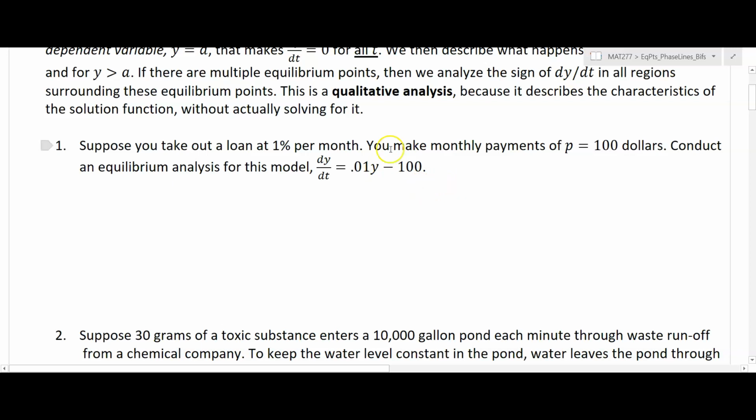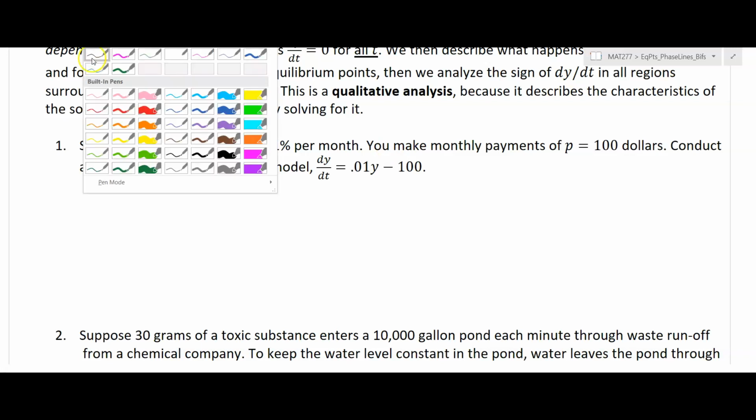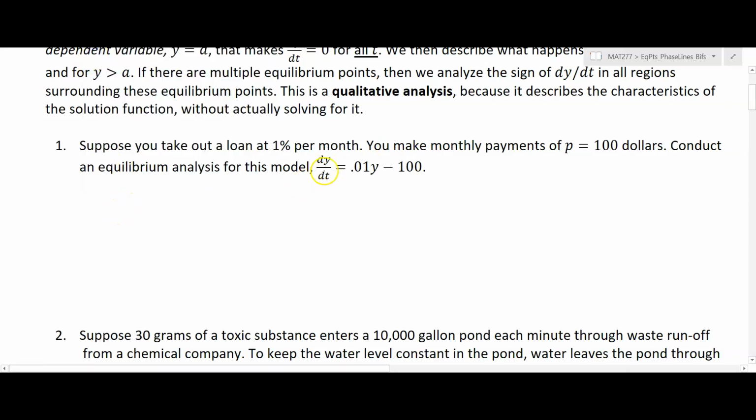So to conduct this equilibrium analysis, we want to find the values of the dependent variable, in this case called y, such that dy dt equals 0. So what we want to solve is this equation here, 0 equals 0.01y minus 100. If we rearrange this simple equation, add 100 to both sides and divide by 0.01, we get y is equal to 10,000.